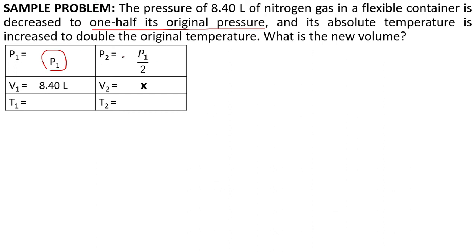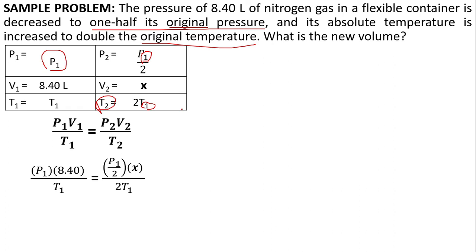This is our original pressure. Now, its absolute temperature is increased to double the original temperature. So if we let our original temperature be T1, the final temperature will be 2T1. Okay? Now let's apply the formula. Insert all the given. This will give us P1 times 8.40 over T1 is equal to P1 over 2 times X over 2T1. Multiply 2T1 to the other side and T1 to the other side. Basically just cross multiply. This will give you this equation.